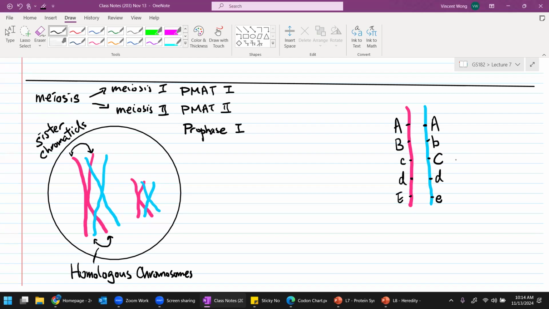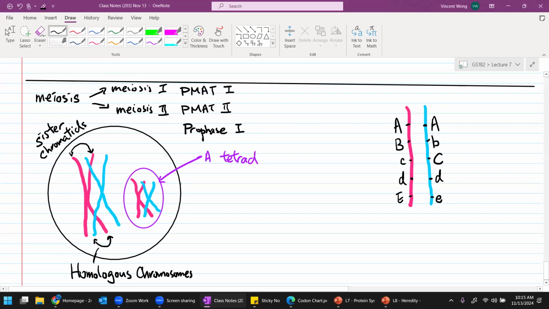All right. So in prophase 1, the homologous chromosomes will actually find each other. The chromosome 1 from dad will find chromosome 1 from mom, and then they will pair up together. Okay? 2 will pair up with 2, 3 will pair up with 3, and so on and so forth. Okay? And in the end, they form this whole thing. This is called a tetrad. Tetrad means 4. Okay? 4 sister chromatids. 1, 2, 3, 4.